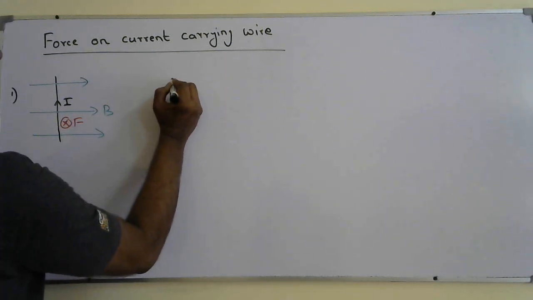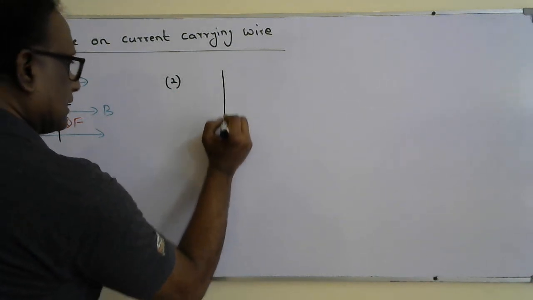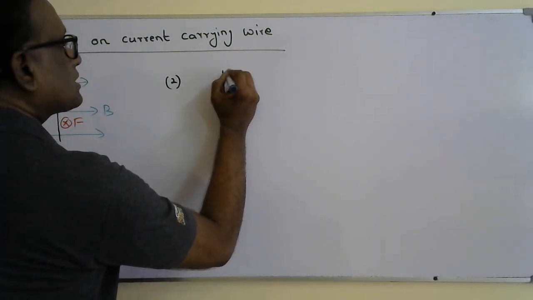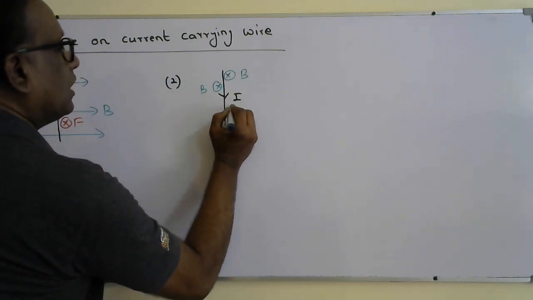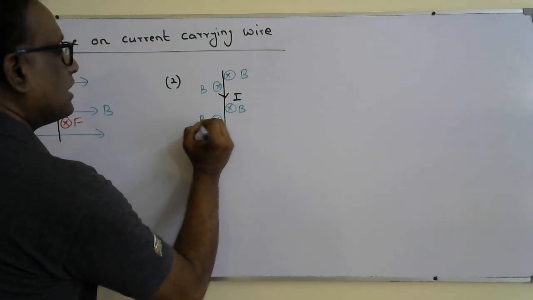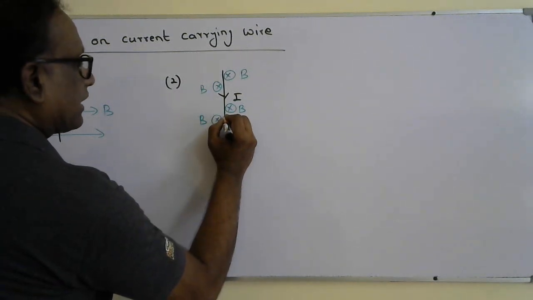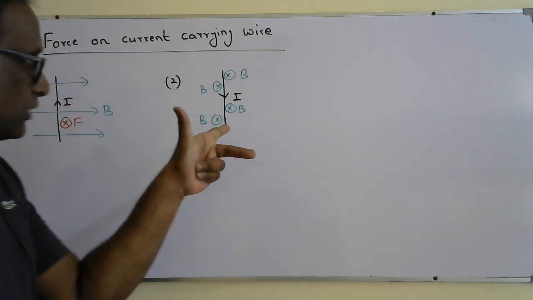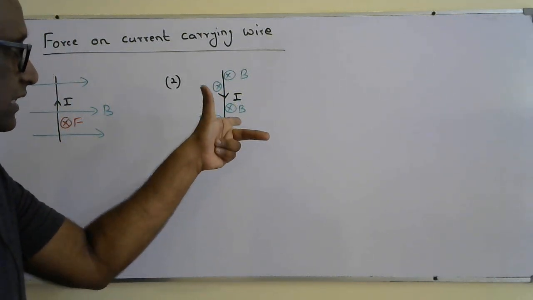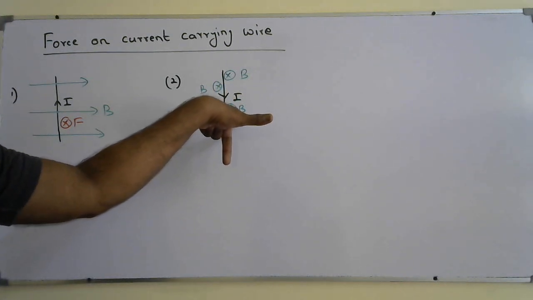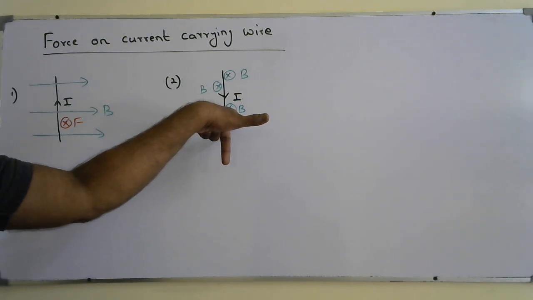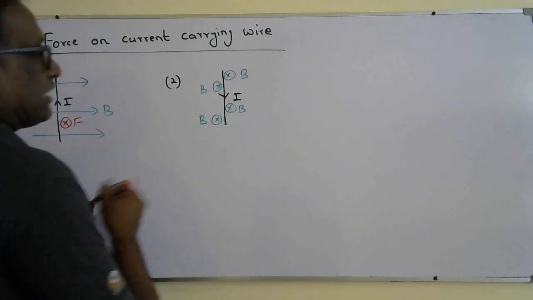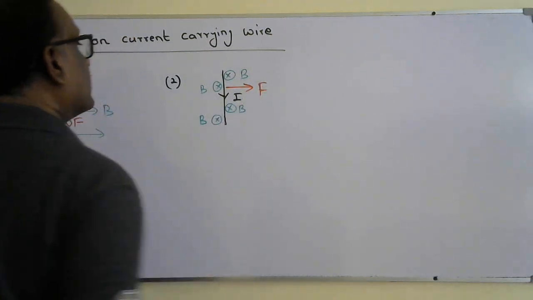The second example: the direction of the current is downwards. The magnetic field is acting into the page, so I can put a cross. Some external magnetic field is acting into the page. What will be the direction of the force acting on the current carrying wire? Again, use Fleming's left hand rule. The magnetic field is into the page, so keep the index finger into the page. Current flow is downwards, so the thumb is pointing towards right. So the direction of the magnetic force on the wire is towards right.